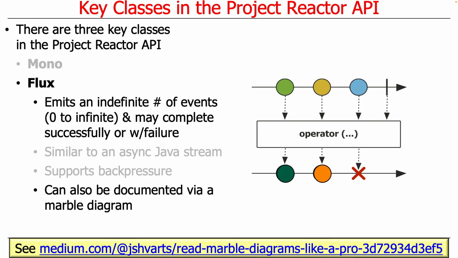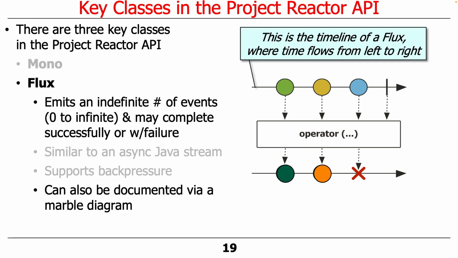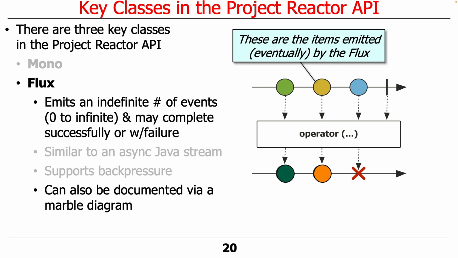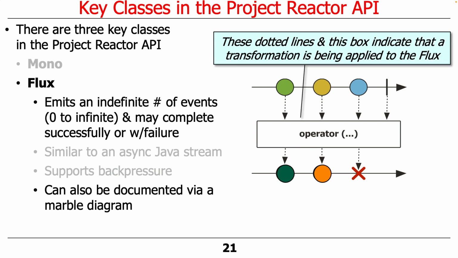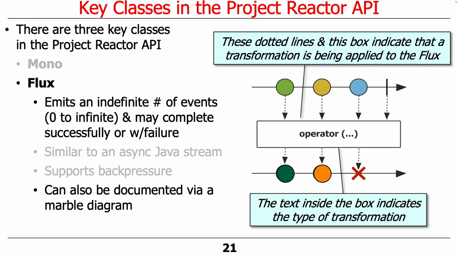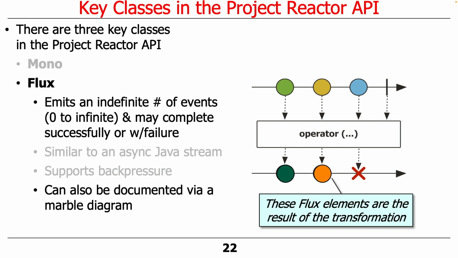Fluxes can also be documented using marble diagrams. They're a little bit more interesting because there's a sequence of events that are being transformed or filtered. So once again, time flows from left to right. These are the items that are eventually going to be emitted by the flux after being transformed. The dotted lines and this operator indicates what's being applied, which again could be something like map or filter or flatMap or whatnot. That's what's indicated inside the box.